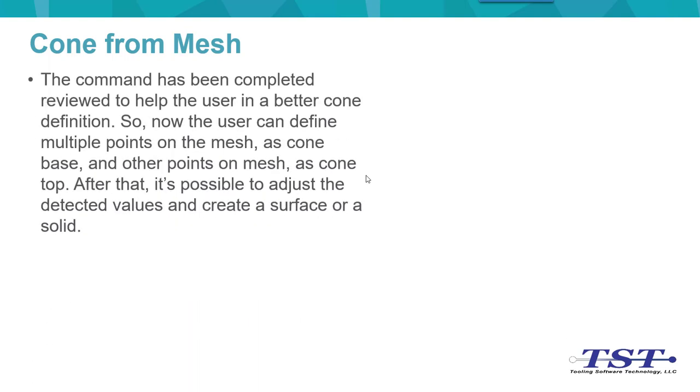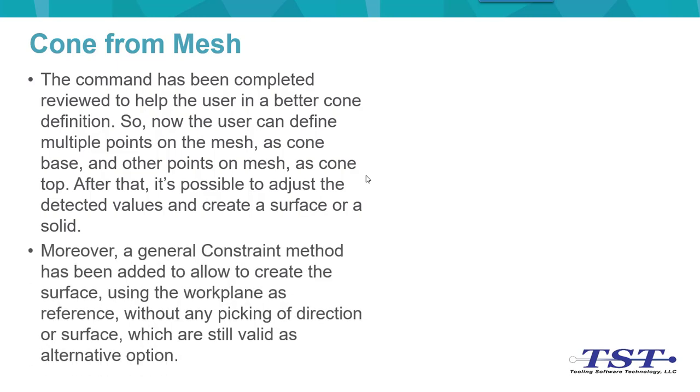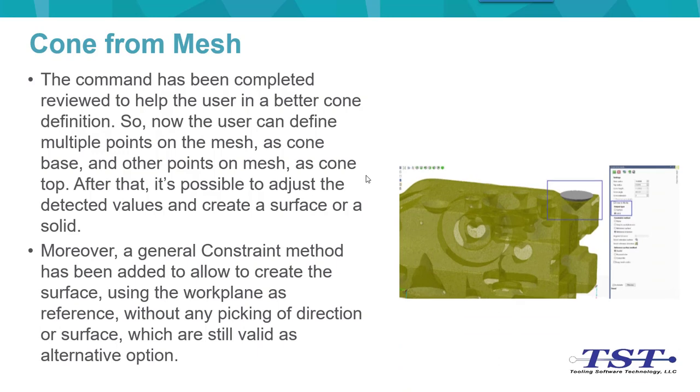Cone from mesh. The command has been completed to help the user in a better cone definition. So now the user can define multiple points on a mesh as a cone base and other points on the mesh as a cone top. After that, it is possible to adjust the cone to detect the values to create a surface or a solid. Moreover, a general constraint method has been added to allow you to create the surface using a work plane as a reference without picking any directions or surfaces, which is still valid as an alternative option.